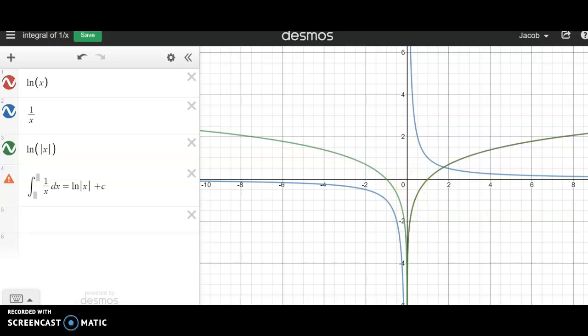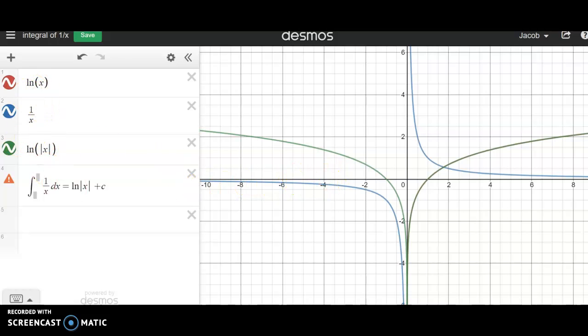Why does that do that? Well, for example, let's take this value at 4. The ln of 4 is that thing. If I want to do the ln of negative 4, I can't do it. It won't evaluate for the red function. But what if I put an absolute value in here?